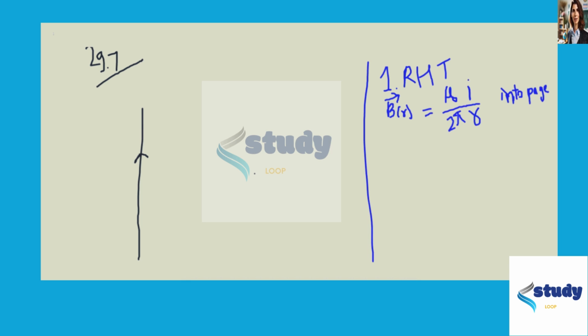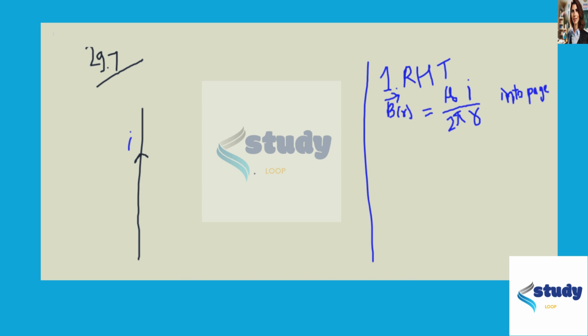Okay, so you might have seen this equation here. The magnetic field at point R would depend on the current I and the distance R.